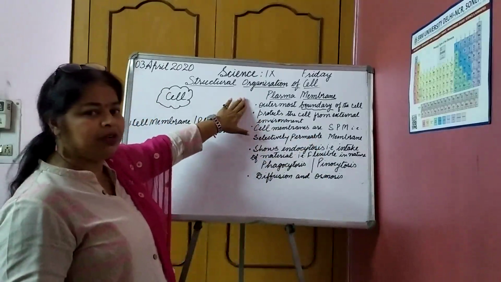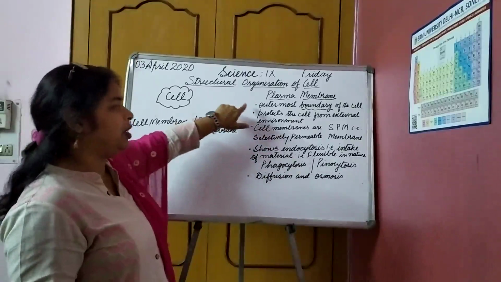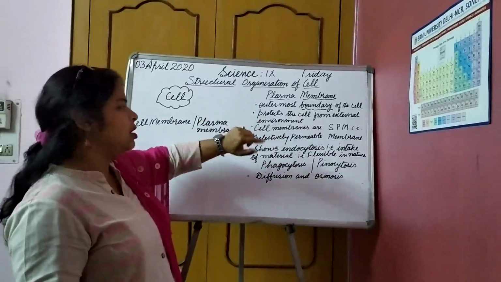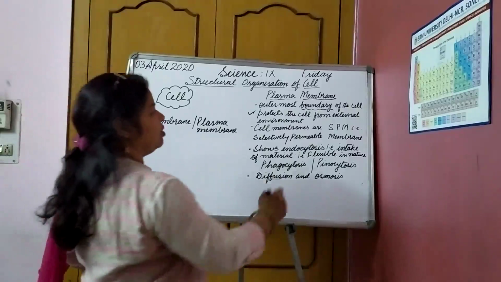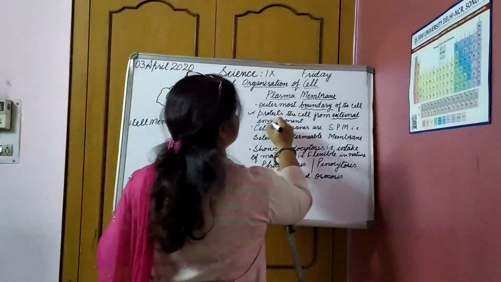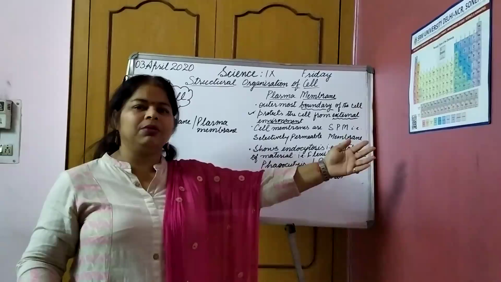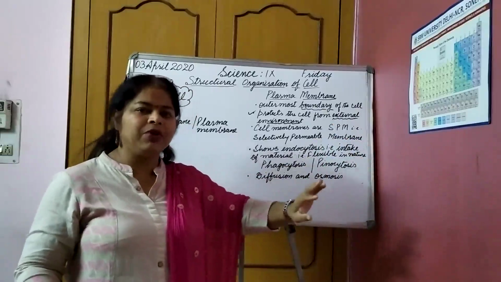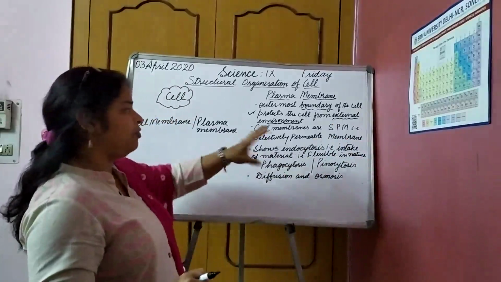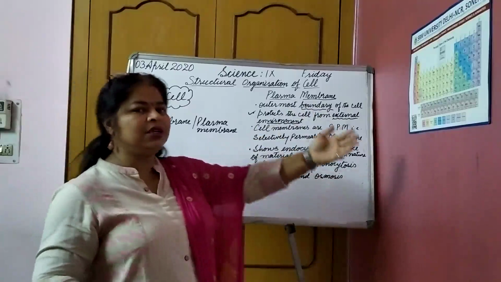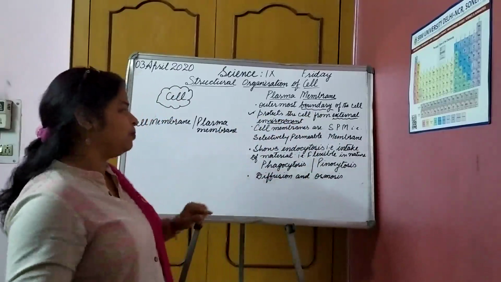So the first thing we need to remember is that the cell membrane defines the cell. It gives a boundary to the cell. Then, it protects it from the external environment. Like this room is separate from the external environment, we don't know what is happening outside. In the same way, whatever contents are inside the cell are protected from the external environment through this boundary of the cell, that is the plasma membrane.